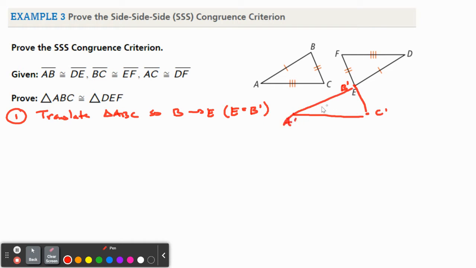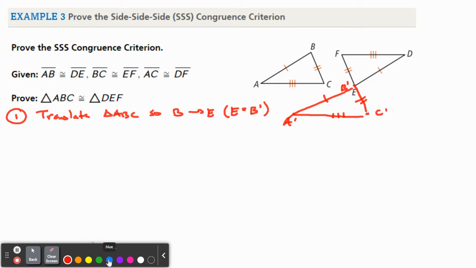And again, the side lengths stay the same because the translation is a rigid motion. So A prime B prime still has 1 congruent marking, B prime C prime has 2, and A prime C prime has 3. But again, now we know that B prime and E line up.